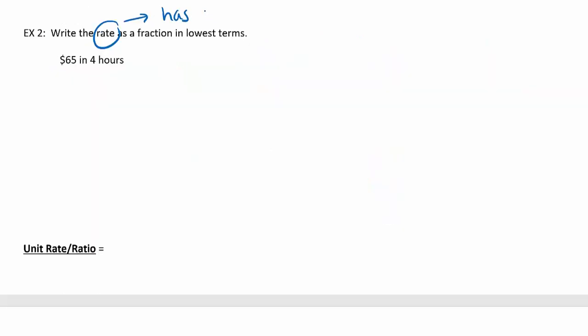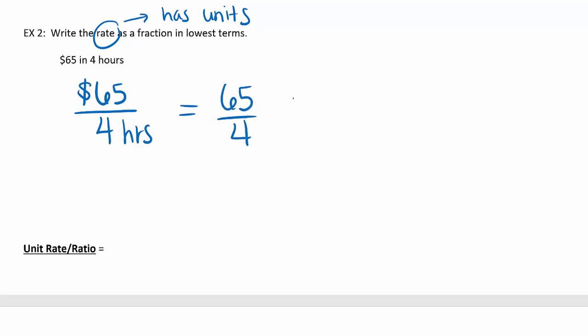Now, a rate really is the same thing as a ratio, except it actually has units. The units are usually different in the denominator and the numerator. So if I want to write the rate, $65 in 4 hours as a fraction, it's the same idea. 65 goes on top, 4 goes on the bottom. And then I would have to reduce if possible. In this case, we can't reduce. There is no common factor. And so you can leave your answer like that, or you could write it as 65/4 dollars per hour.